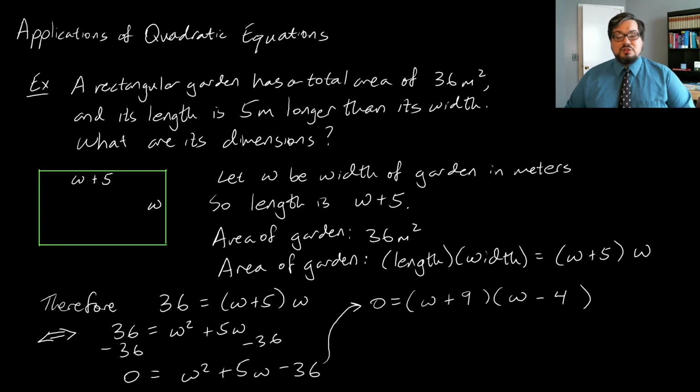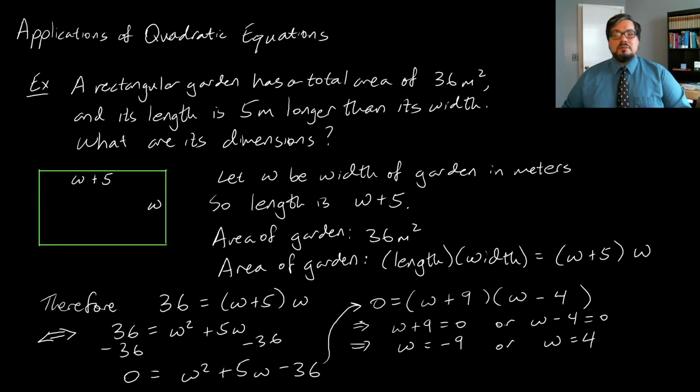From here, we can use our zero factor theorem to say that either w plus 9 has to equal 0, or w minus 4 has to equal 0. Which means that either w equals negative 9, or w equals 4. Now, if this problem were just an abstract math problem that said solve the following quadratic equation, then we would stop here and we'd be done. We'd have two solutions.